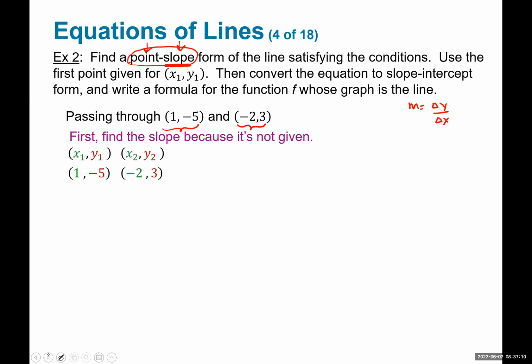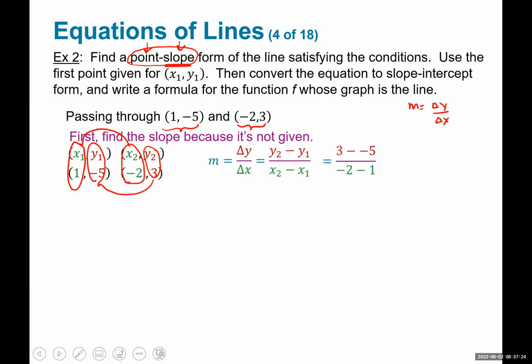Okay. Using this formula, you take Y2 and you subtract Y1. And then for the run, you take X2 and subtract X1. So let's do that. 3 minus -5 makes 8. -2 minus 1 makes -3. So we got 8 over -3, or -8/3 as our slope. Boom, love it. Now we have a point and we have a slope.